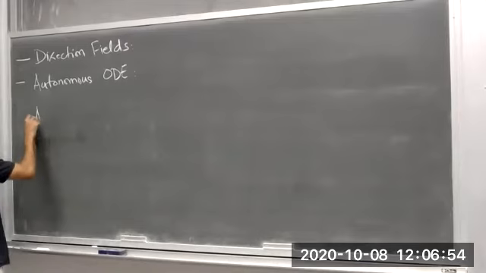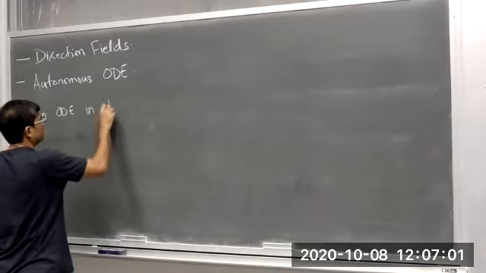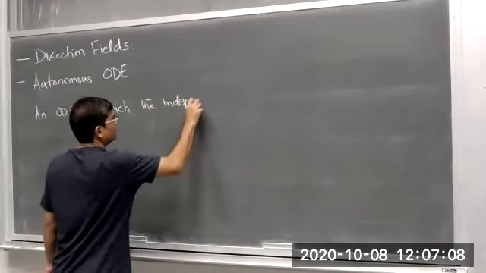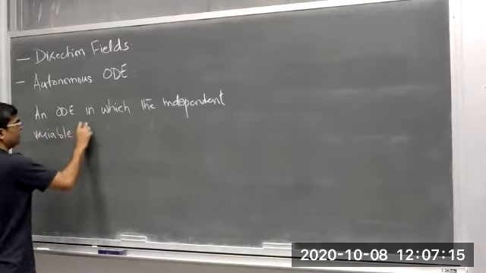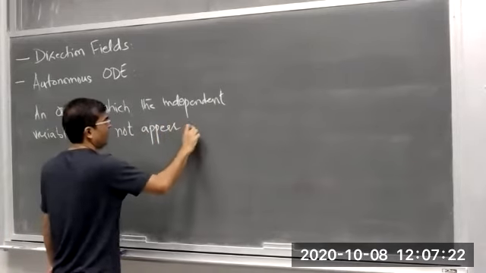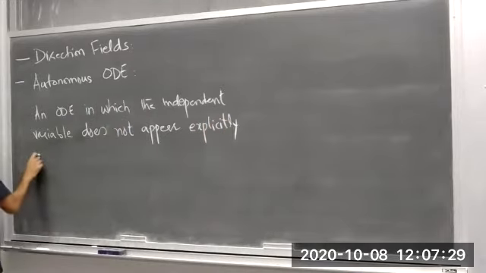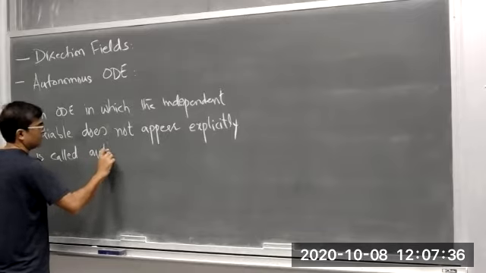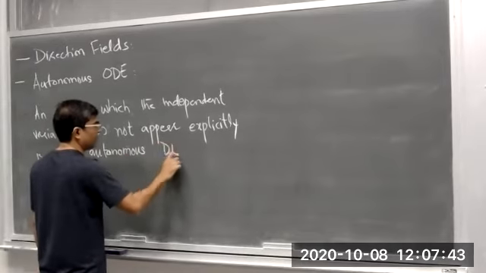So an ODE in which the independent variable does not appear explicitly is said to be an autonomous differential equation, or whatever you say, ODE.